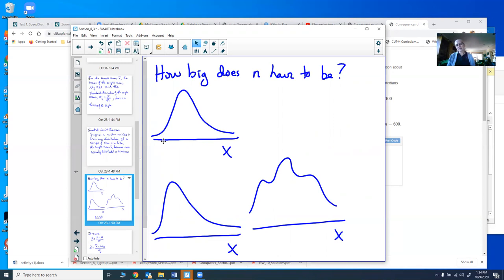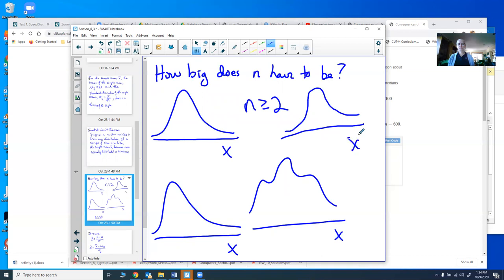Weight can be, sometimes, but weight is kind of dependent on how much McDonald's we eat. So not exactly normally distributed, but it's close. But if you happen to have a random variable that is normally distributed, then if n is two or more, your X bar is also normally distributed.